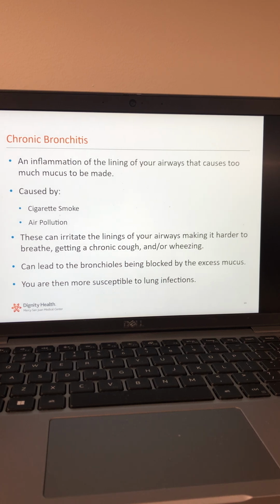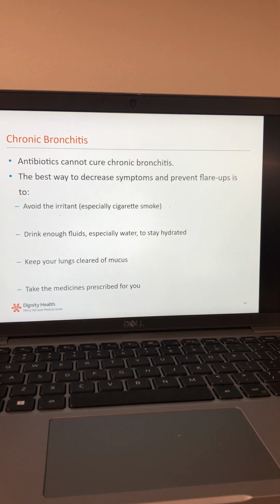It's caused by cigarette smoke and air pollution. When those airways are trapped with excess mucus, it can make you more susceptible to lung infections. The bad stuff has nowhere to go, so it stays in your lungs. It's not cured by antibiotics.